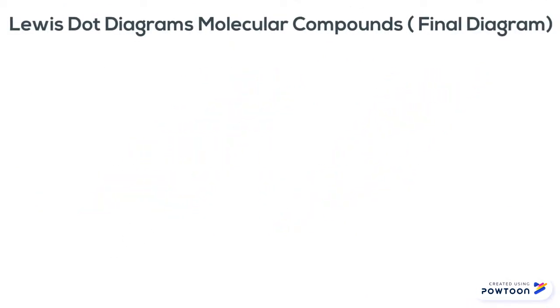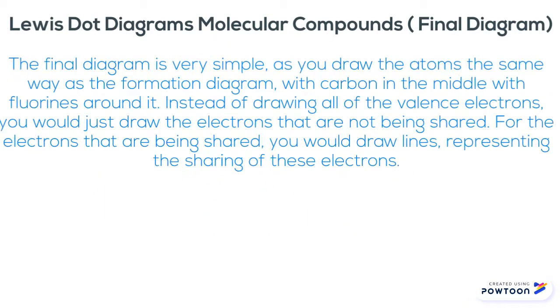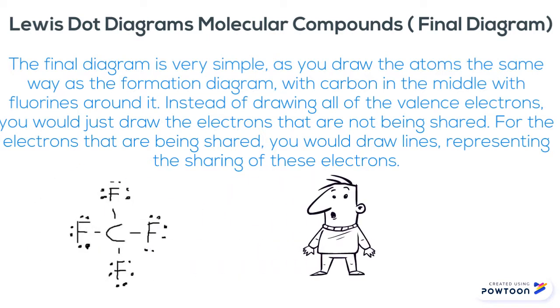The final diagram is very simple, as you draw the atoms the same way as in the formation diagram, with carbon in the middle with fluorines around it. Instead of drawing all of the valence electrons, you would just draw the electrons that are not being shared. For the electrons that are being shared, you would draw lines representing the sharing of these electrons.